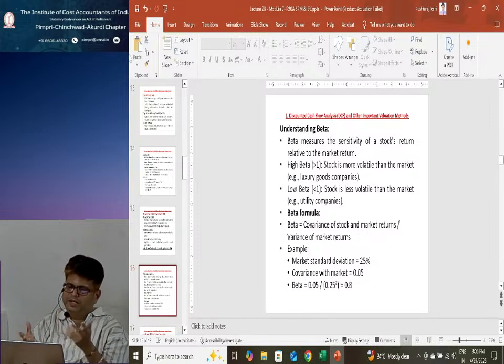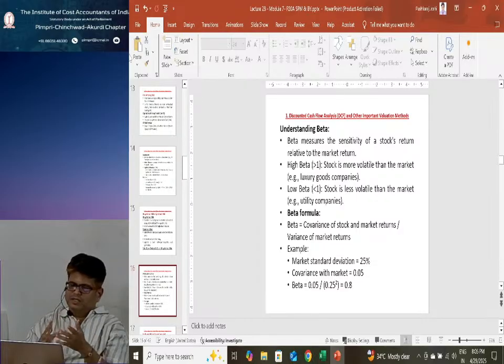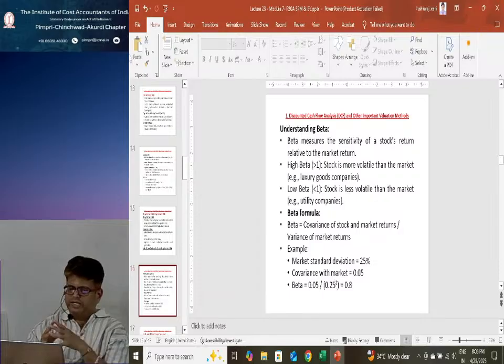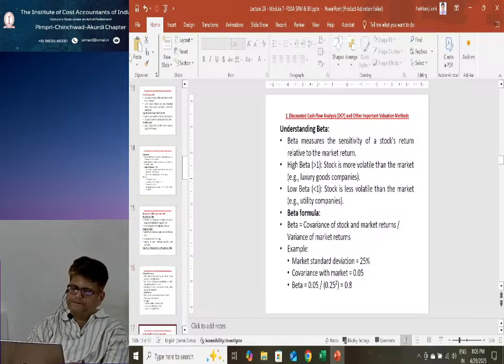Higher beta, which is more than 1, means the stock is more volatile than the market. For example, luxury goods companies always have high beta. Low beta means less than 1, which shows that the stock is less volatile than the market, for example utility companies. The beta formula is: beta is equal to covariance of stock and market returns divided by variance of market returns. We have already seen a numerical example of how it is calculated.